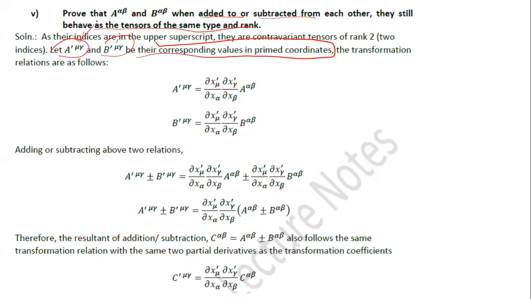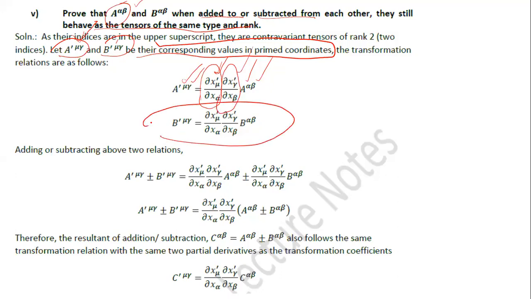You can write the transformation relation between A prime mu gamma and A prime alpha beta. Corresponding to this mu contravariant index, you have alpha contravariant index, and if they are contravariant indices, the transformation coefficient will be partial derivatives in which the prime coordinate variable is in numerator. That is, x mu prime is in numerator, x alpha is in denominator. And here you have the second index in the prime coordinates, gamma, and the corresponding index is beta, and corresponding to two contravariant indices, the transformation coefficient is this.